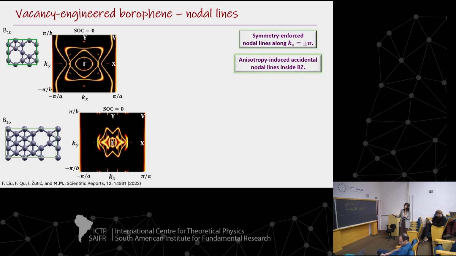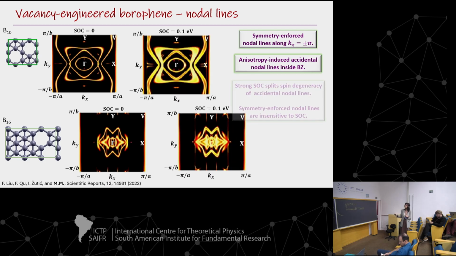So we do get these symmetry-enforced nodal lines where they should be, and also these nice accidental nodal lines inside the Brillouin zone. And when we introduce spin-orbit coupling, with a very large value for spin-orbit coupling for this type of light atoms, but just for the sake of argument, we see that despite the accidental nodal lines being split because of spin-orbit coupling, and eventually they will be gapped out, these symmetry-enforced nodal lines at the edges of the Brillouin zone cannot be removed at all.